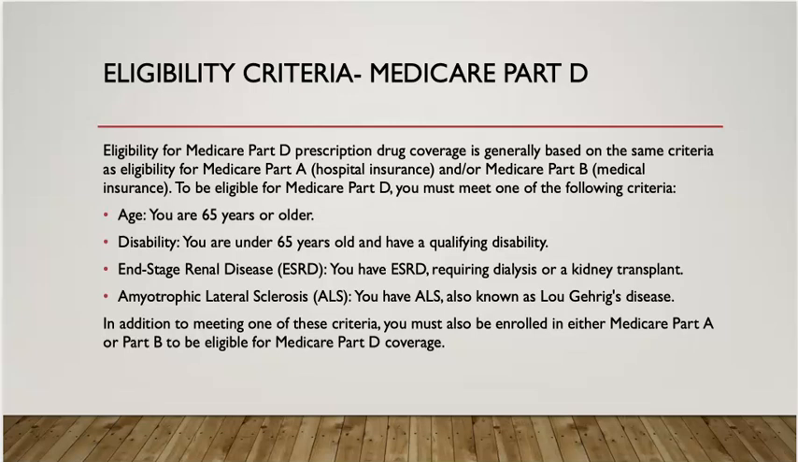Of course, you have to be 65 years old or have a disability that is qualifying. End-stage renal disease will qualify somebody for Medicare and Part D, and ALS, also known as Lou Gehrig's disease. You have to be enrolled in either Part A or Part B to be eligible for Part D.